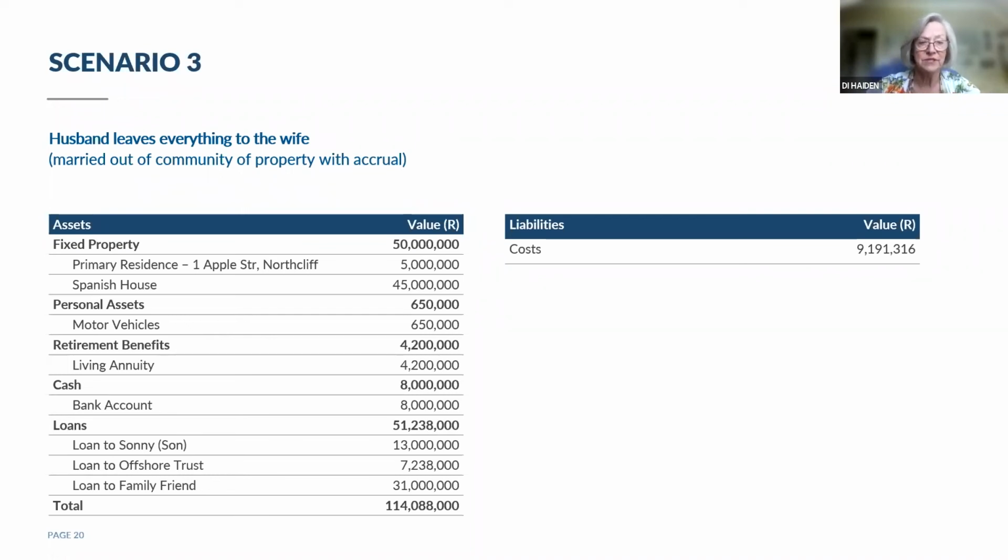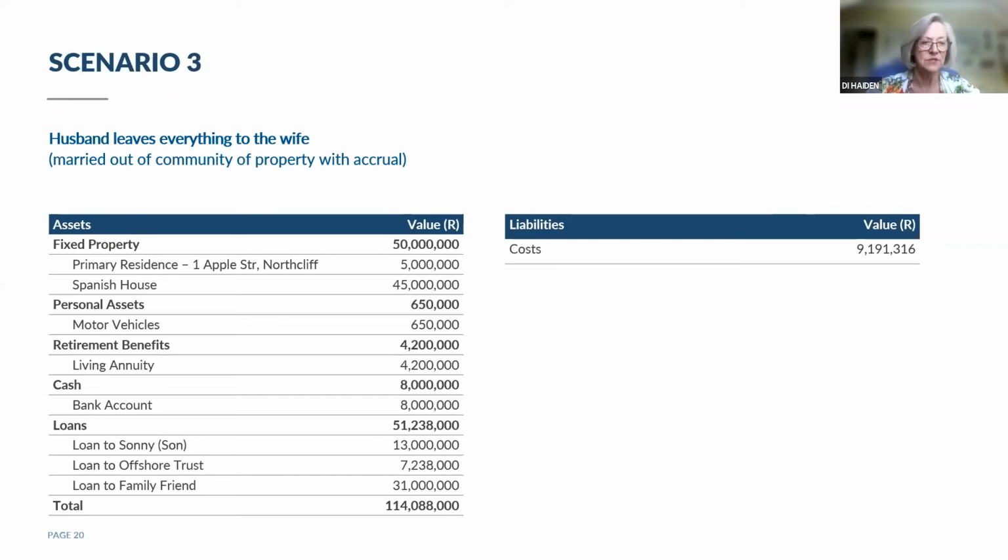You can see the assets have changed. I'm just going to run through them because it's very important. So our fixed property of 50 million, they've kept their home here, the size it's always been. They haven't done too many improvements. It's still valued at 5 million rand because property hasn't done well in South Africa. But they decided that they wanted to have a property in Spain. Why not? So they rushed off and they bought a property in Spain, and that now has grown to a value of 45 million. So suddenly we've got a lot more property.